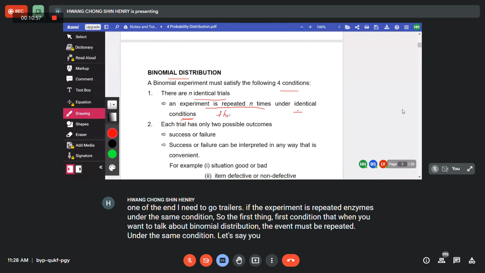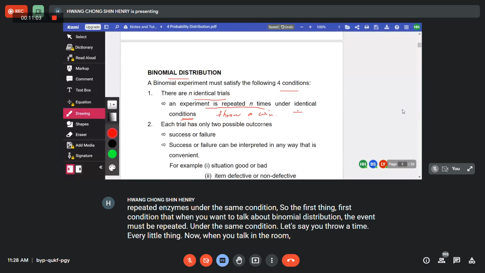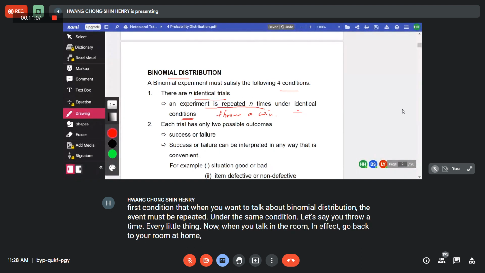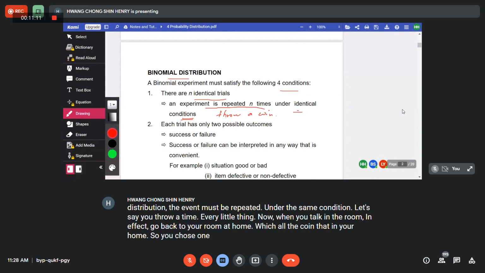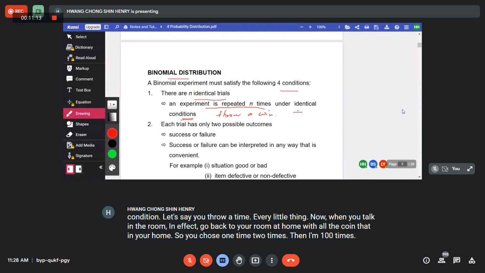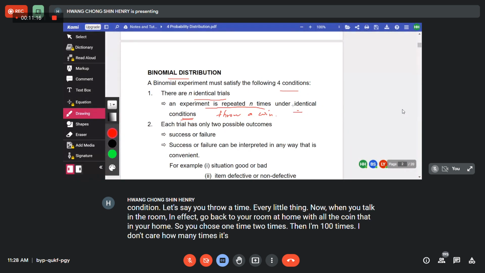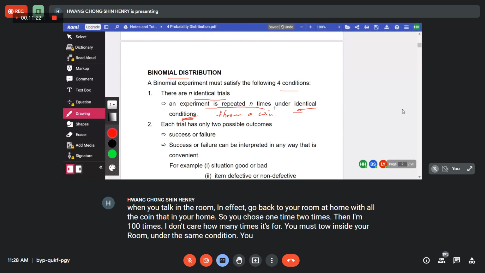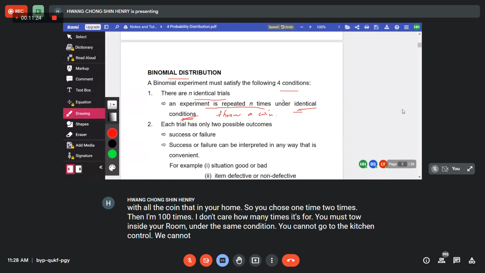Everybody, you throw a coin. Now, when you throw a coin, let's say you go back to your room at home and you throw the coin in your room. So you throw 1 time, 2 times, 10 times, 100 times, I don't care how many times you throw, you must throw inside your room under the same condition. You cannot go to the kitchen and throw. You cannot go to the bathroom and throw. You must throw in the room.